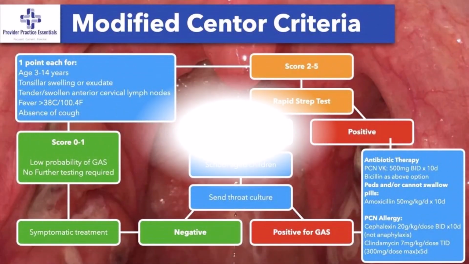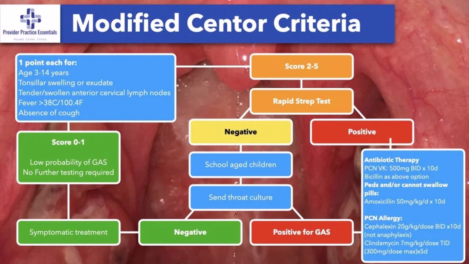So this is a summary of the modified Centor score. For score 2 to 5, a rapid strep test is needed. If it is positive, we will treat it. If it is negative and the child is school-aged, we should send a throat culture and treat based on the result.